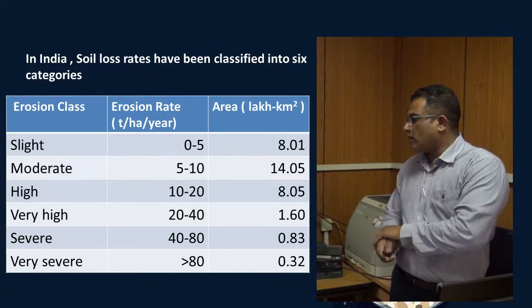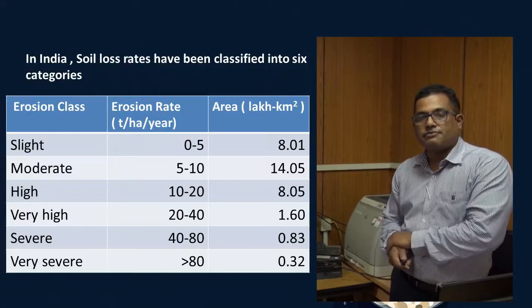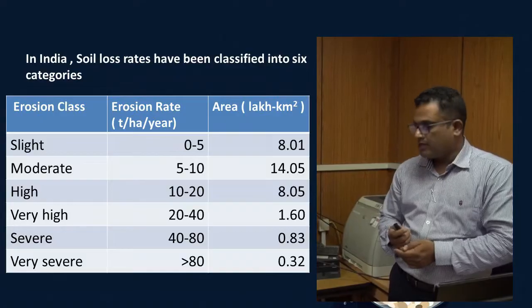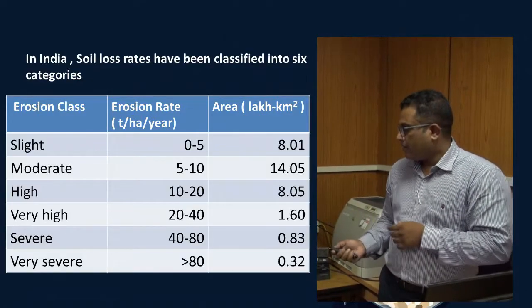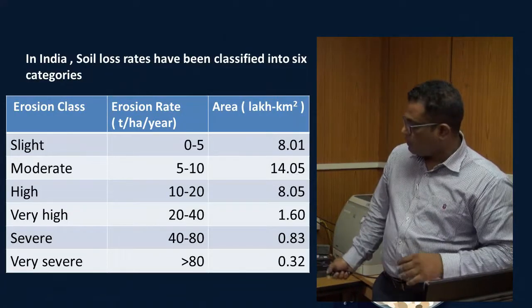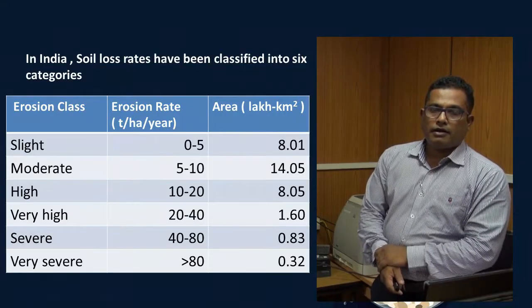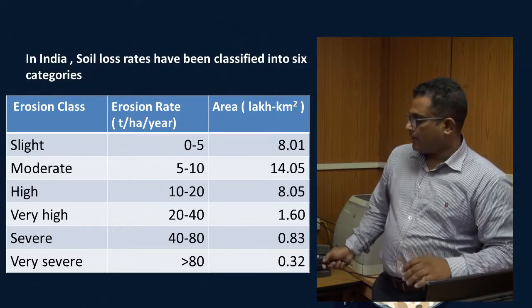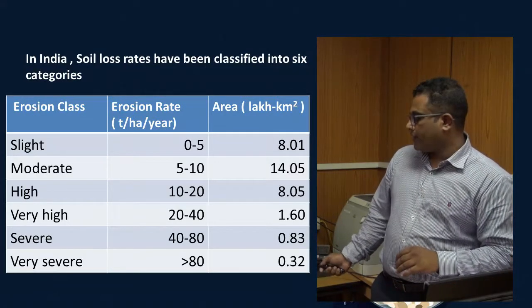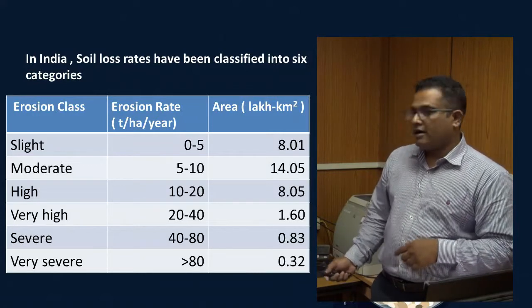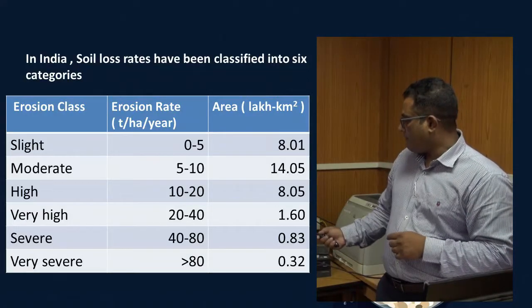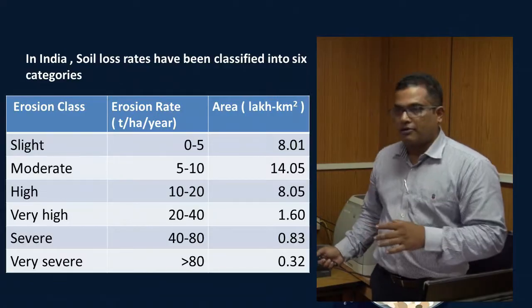So in India, soil losses have been classified into 6 different categories: slight, moderate, high, very high, severe and very severe. And they have defined the erosion rate as 0.025 to more than 80 ton per hectare per year in these categories. If it is 20 to 40, it comes under very high. If it is 10 to 20 ton per hectare per year, it comes under high. And there is also data for our entire country.